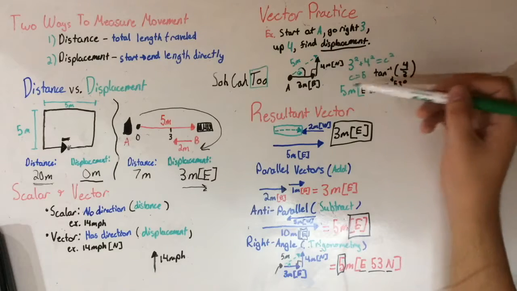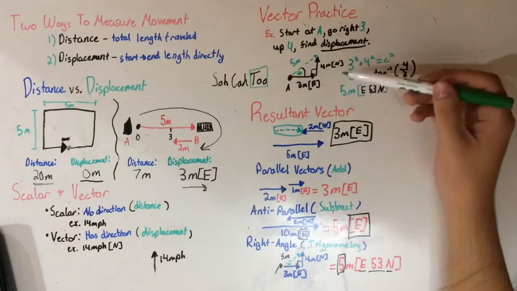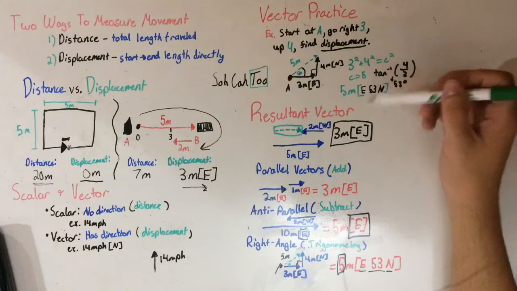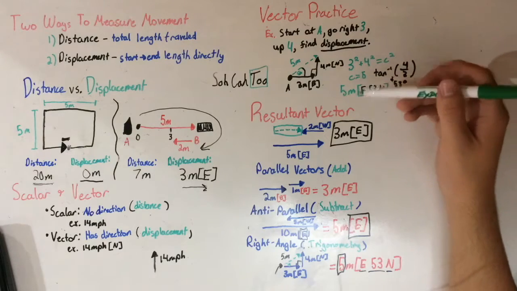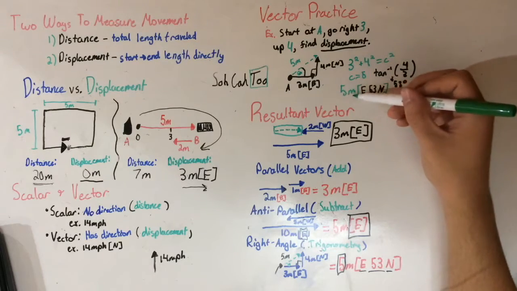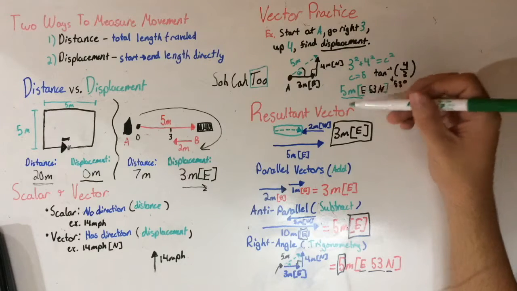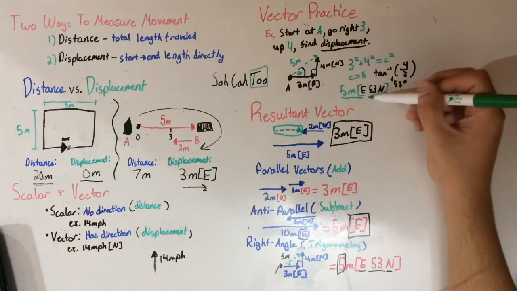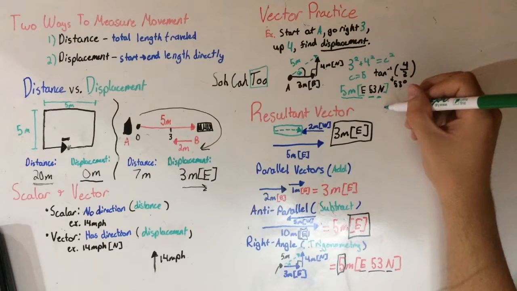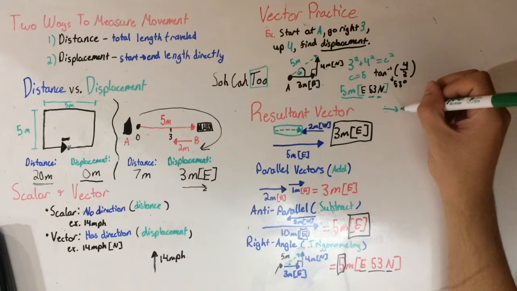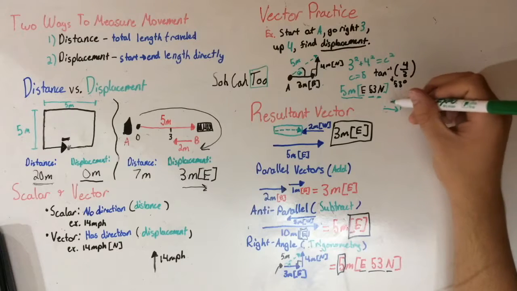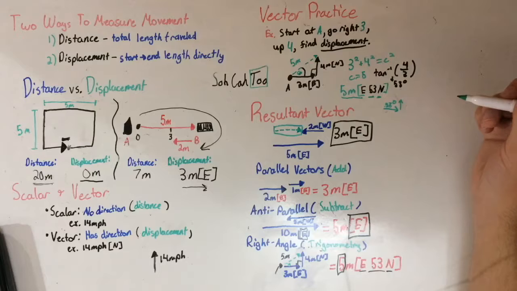So we know that we're going 5 meters east at 53 degrees. So the way for this to be read is we're going 5 meters east, and then we're switching direction and going 53 degrees north. So that you know that you're going east, and then you know that you're going north, and this has to be 53 degrees.